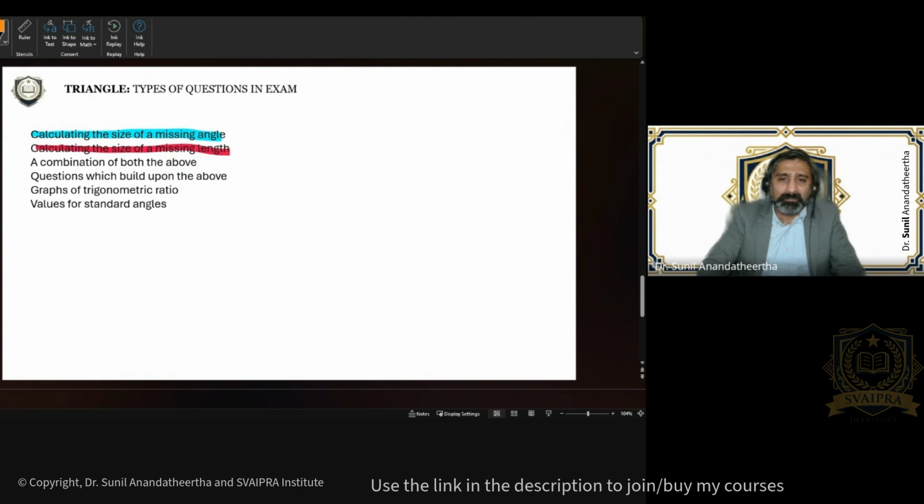Now, because these are revision sessions, I'm going to be a bit faster, because I'm assuming that you already have this conceptual understanding beforehand, and then we can take these things much farther, and in a much slower and more condensed manner in the classes.